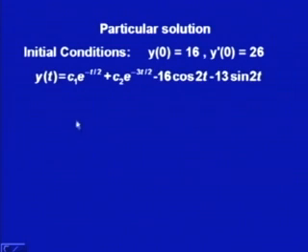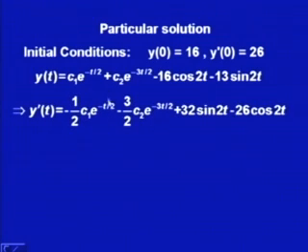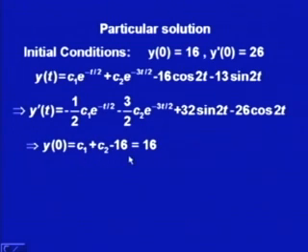So, we first find out what y'(t) will be. y'(t) would be minus half c1 e to the power minus t by 2, minus 3 by 2 c2 e to the power minus 3t by 2, plus 32 sin 2t, minus 26 cos 2t. Now, the initial condition means y at 0. When I put t equal to 0, here I will get c1, here I will get c2, and here I will get minus 16; this part would be 0. So, we get y(0) is c1 plus c2 minus 16, which is given as equal to 16. So, the first equation we have got is c1 plus c2 is equal to 32.